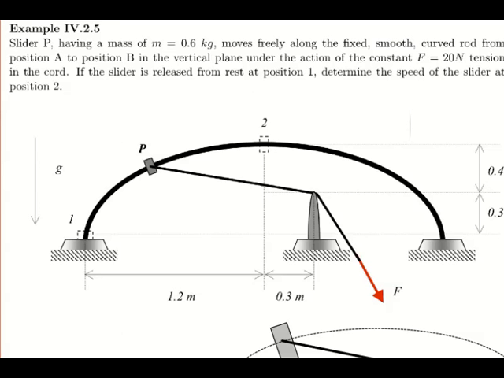In this example, we're pulling this particle P along a smooth curved guide. We're doing so by putting one end of a rope attached to P, the other end, this force F, which is acting on the end. The magnitude of that force is a constant, and this cord is being pulled over a smooth guide itself. And what we want to know is that if this thing starts from rest over here at position 1, what speed does it have there at position 2.